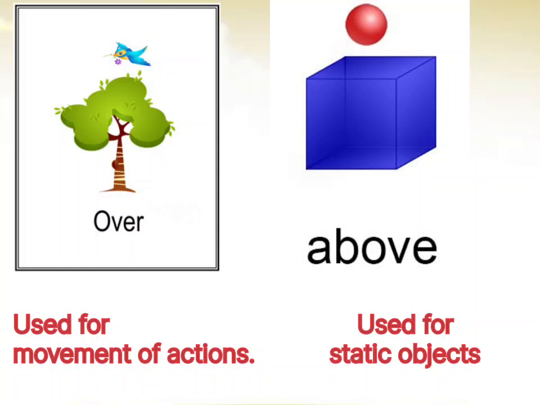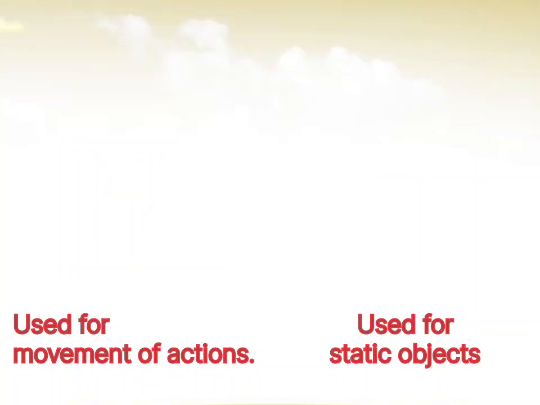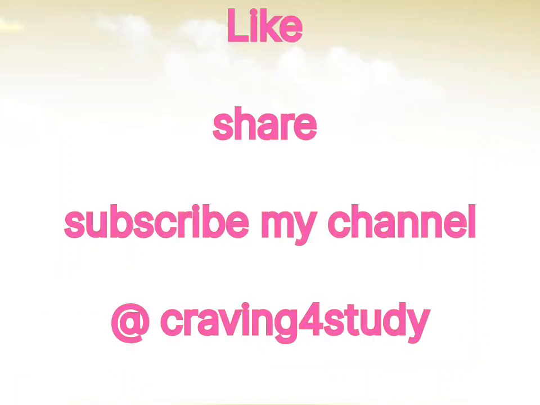The ball is above the box. वो मूविंग पोजीशन में नहीं है, स्टैटिक है, then we use above, और मूविंग पोजीशन में है, then we use over. So we have learned prepositions and uses of prepositions.